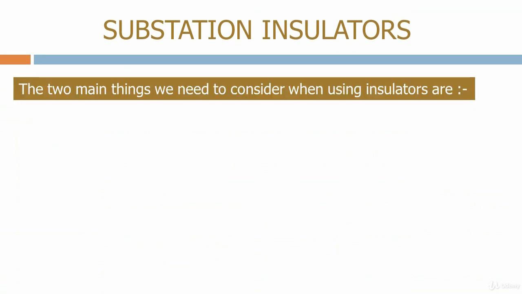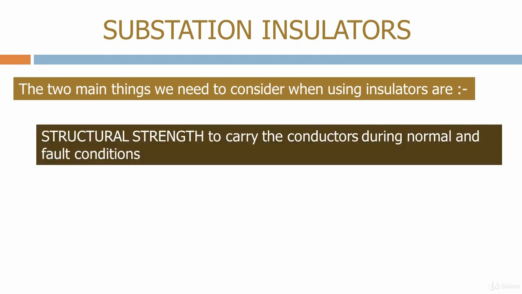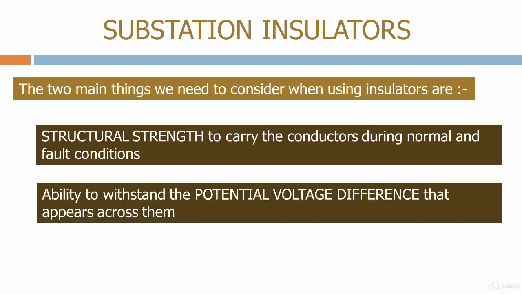The two main things we need to consider when using insulators are the structural strength to carry the conductors during normal and fault conditions, and the ability to withstand the potential voltage difference that appears across them. The structural strength required is defined by the forces on the conductor, which we've already looked at in the previous section. So let's now look at the potential voltage difference requirements.